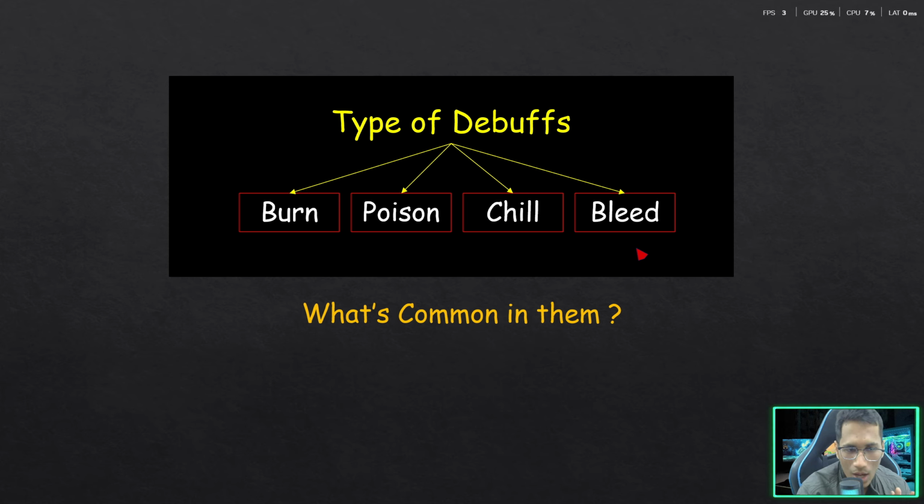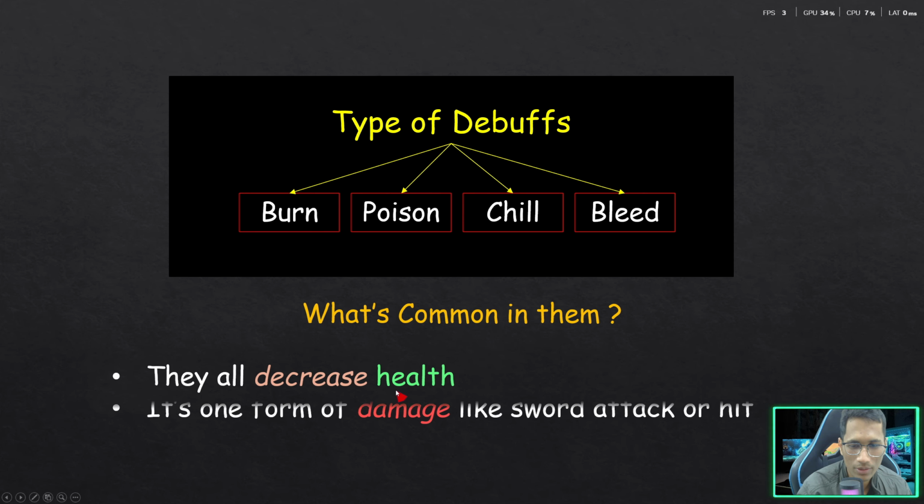To understand how to design your health system, first you need to know what kind of effects you will have in your game that will influence or modify your health, right? So in this situation, they all decrease health. I am particularly saying decrease, okay? So that means it's one form of damage, just like a sword attacking you, or you got hit by a car, or you get hit by a physical object. So it's a kind of damage.